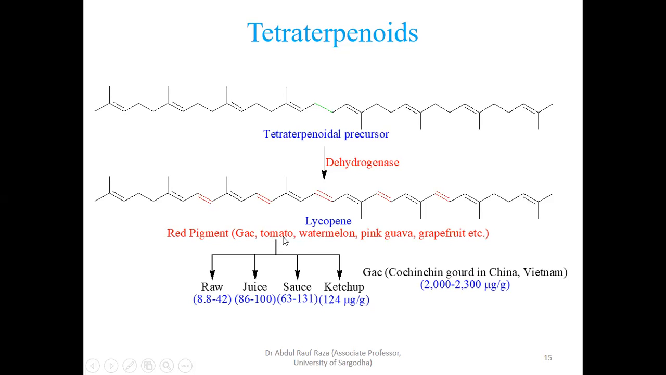Let's say we take 1 gram of tomato in a different form. Let's say in raw form, as you purchase from the market. If you have 1 gram of this fruit in raw form, it contains 8.8 to 42 microgram. Why is it a range, 8.8 to 42?